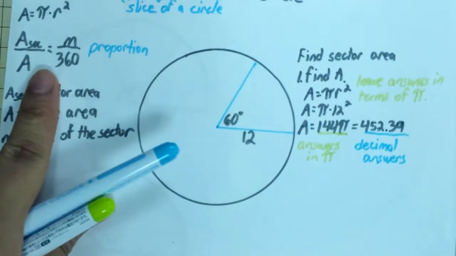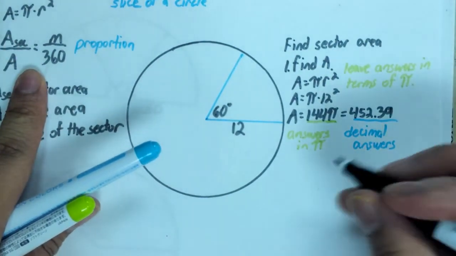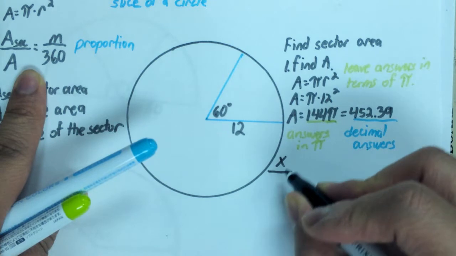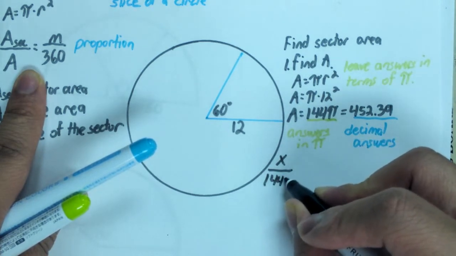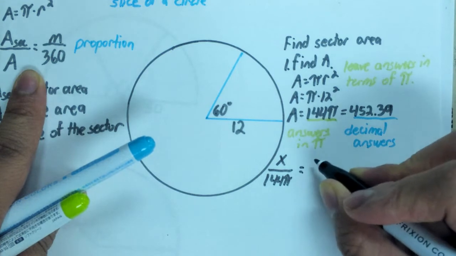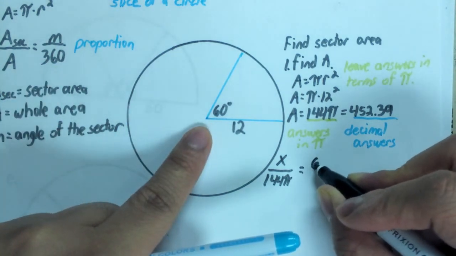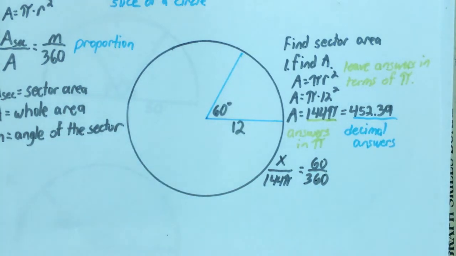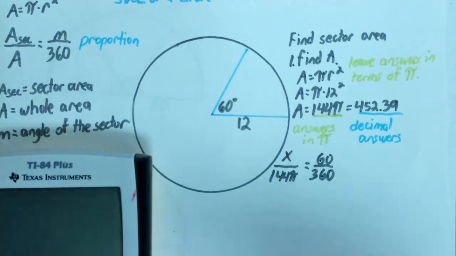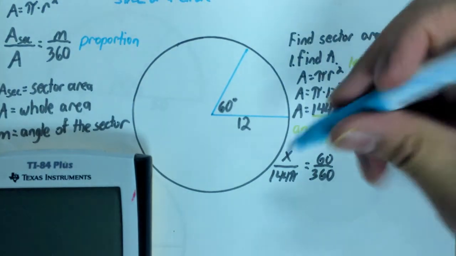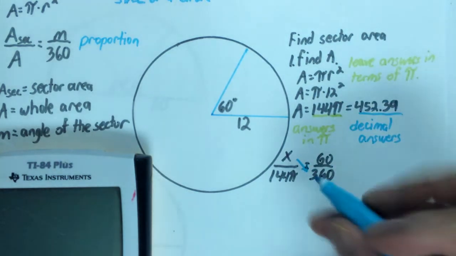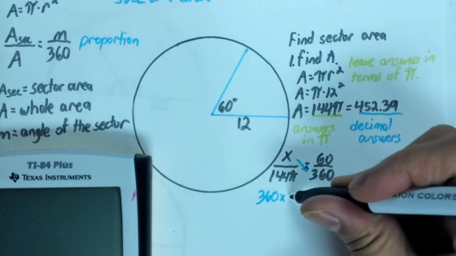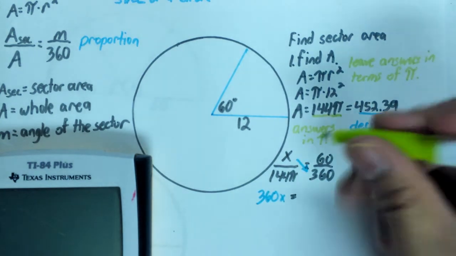We don't know what the sector area is, so I'll call that x. x over my full area of 144 pi equals my angle right here, 60, over my full circle, 360 degrees. At this point, we cross multiply and solve. x times 360 gives me 360x equals 144 pi times 60.